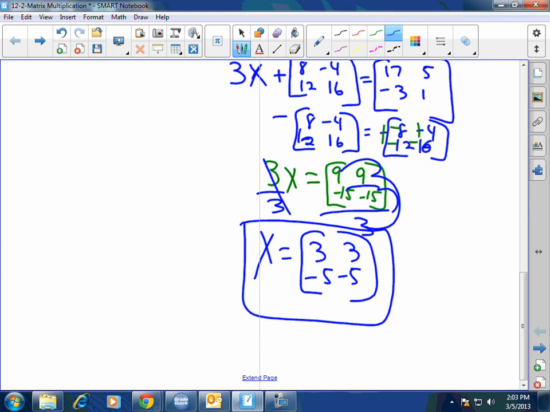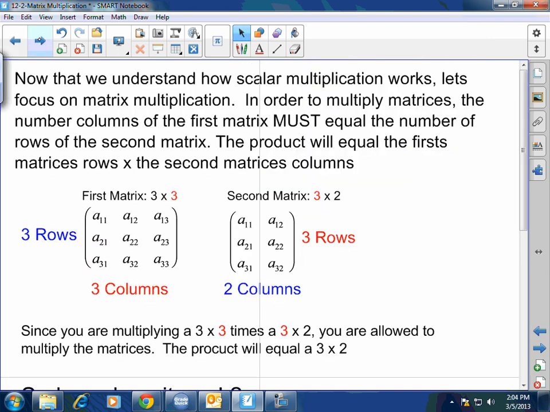Sir? When you divide, if it doesn't go in evenly, you put a fraction. If it does not divide evenly, then yes, you can put a fraction. Yes, sir. Thank you, my brother. Makes sense, right? Pretty easy? All right, let's move on.